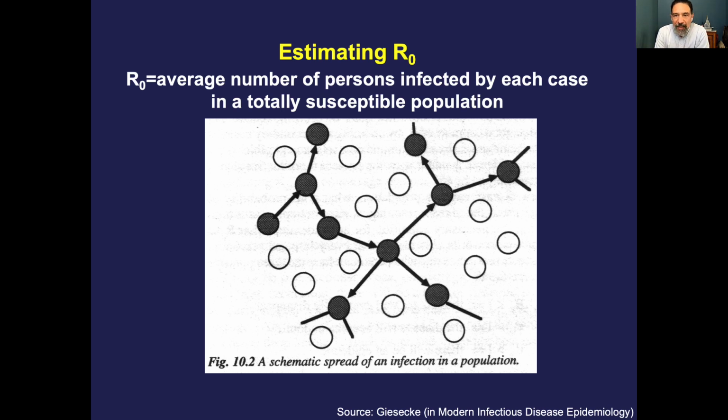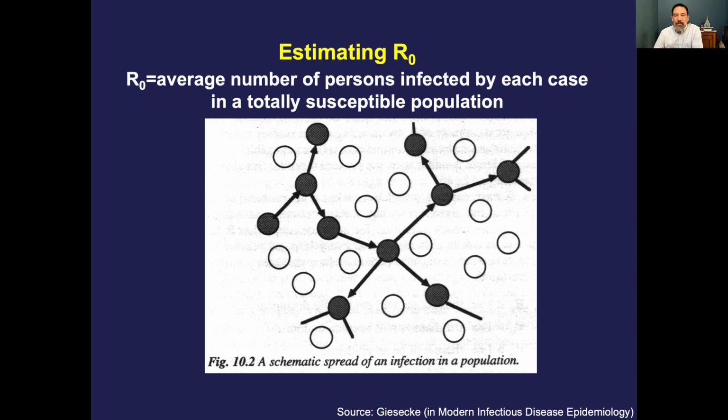But back to our schematic of spread of an infection in a population, let's further assume that this is a totally susceptible population and that our outbreak investigation has found all cases and has determined from whom and to whom all cases were transmitted. How can we estimate R0? Well, returning to the definition of R0, which is the average number of people infected by each case in a totally susceptible population, which we're assuming here, we can operationalize the definition of R0 using the information shown here.